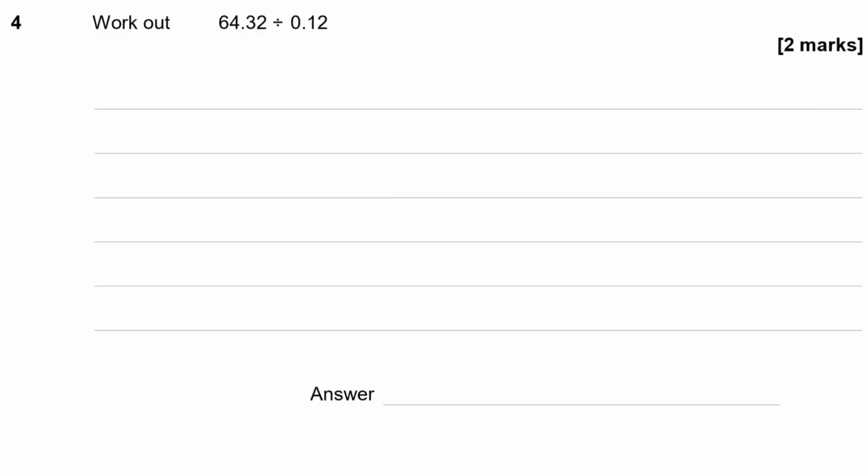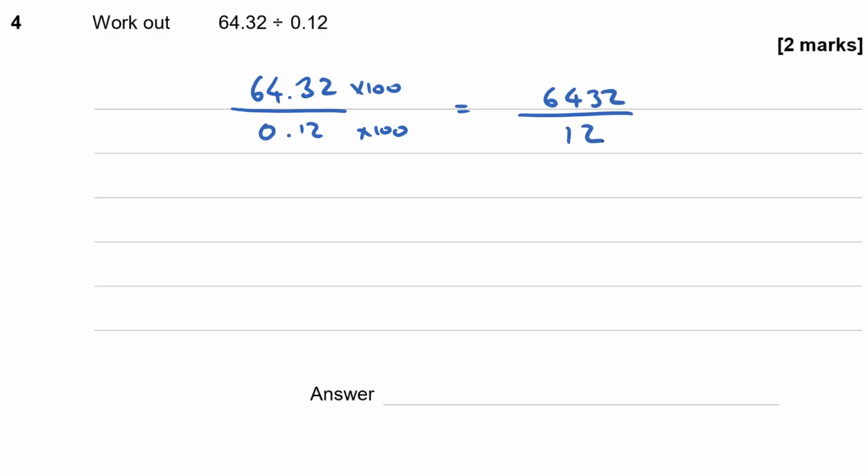Question 4 involves some decimal division, so to make life easier for myself, I'm going to first get rid of the decimal parts. Expressing this as a quotient, I can see that 64.32 divided by 0.12, and if I times top and bottom by 100, I'm going to make life a lot easier for myself. That's 6,432 divided by 12, which is a bit more manageable.